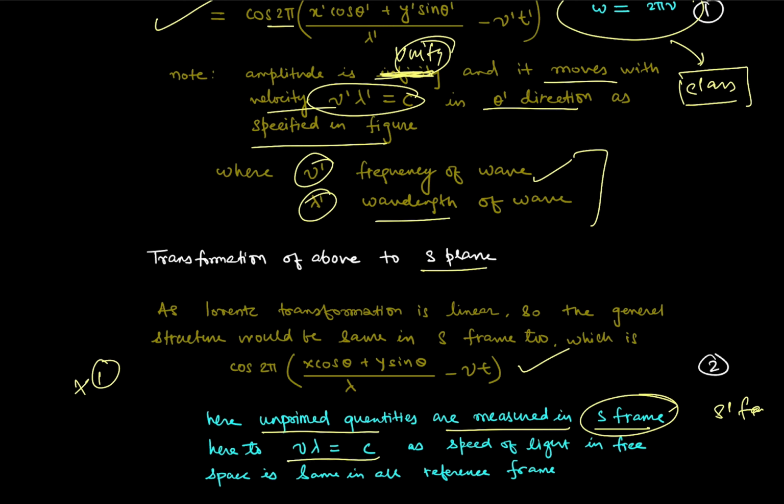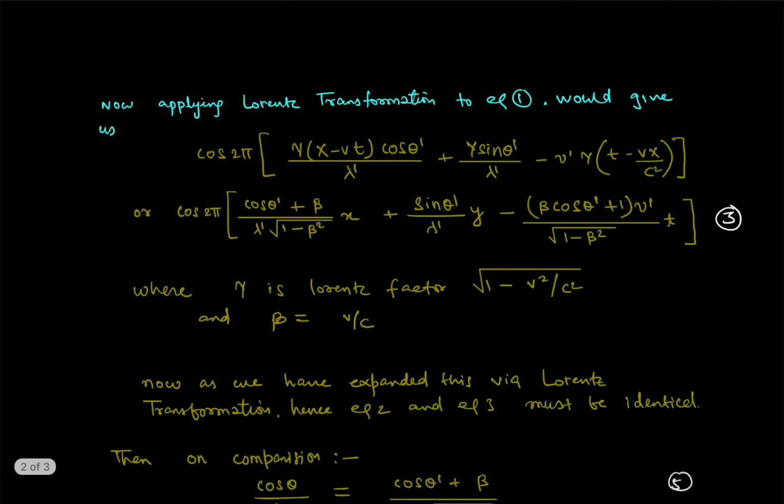And here again, speed of light is this. Okay, and it is one very basic thing, the second postulate of Einstein's special relativity, that is, the speed of light in free space is the same in all reference frames. So that is why it is here also c, it is here also c.